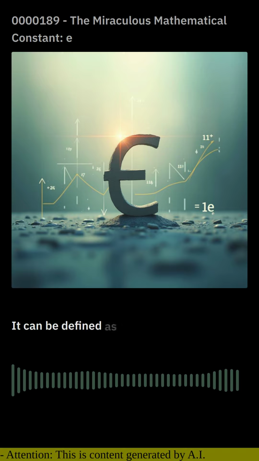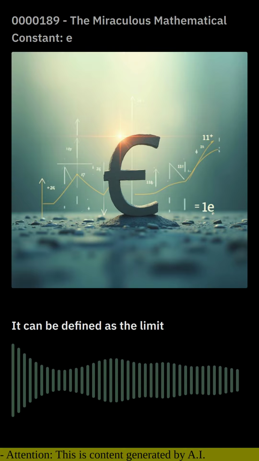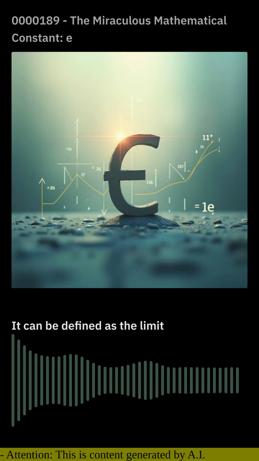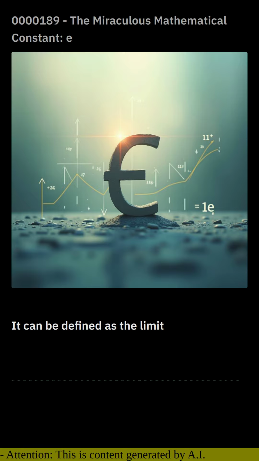One of the most intriguing aspects of E is its connection to the idea of the limit. It can be defined as the limit of the expression (1 + 1/n)^n as n approaches infinity. This seemingly simple formula converges to E, illustrating the convergence of a sequence towards a specific value.